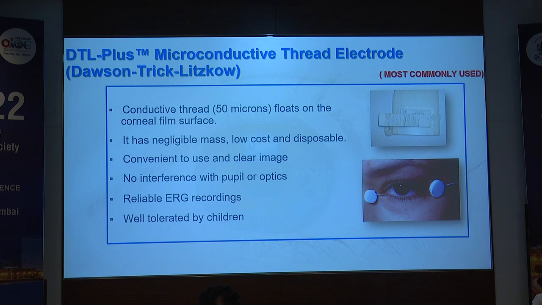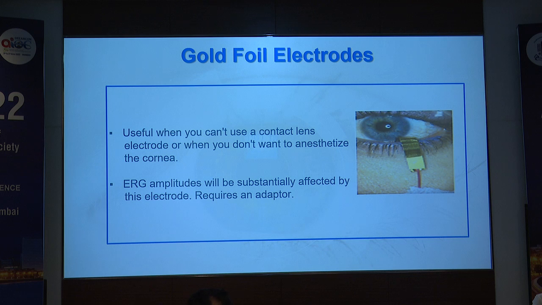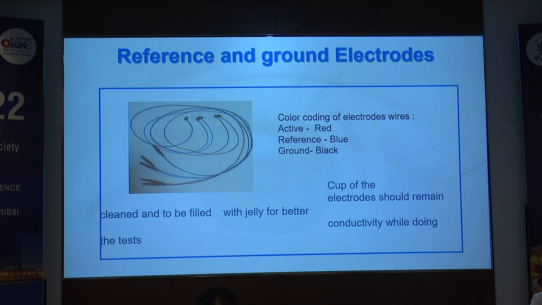They have a very reliable ERG recording, and they are well tolerated by the children. Then we have the gold foil electrodes. When you cannot use a contact lens electrode or we don't want to anesthetize the cornea, we use these gold foil electrodes. The ERG amplitude will be substantially affected by these electrodes. It requires an adapter. Now, the other types are the reference and the black ground electrodes.